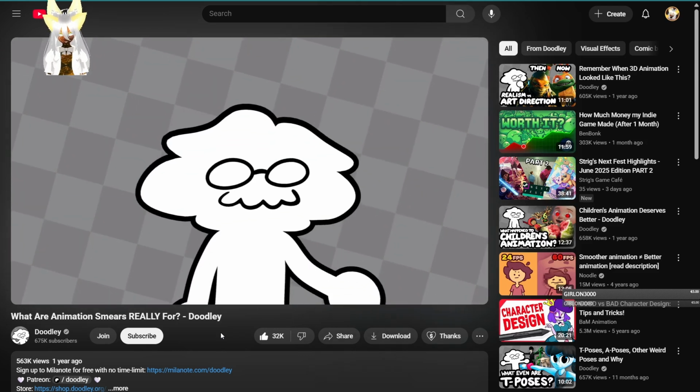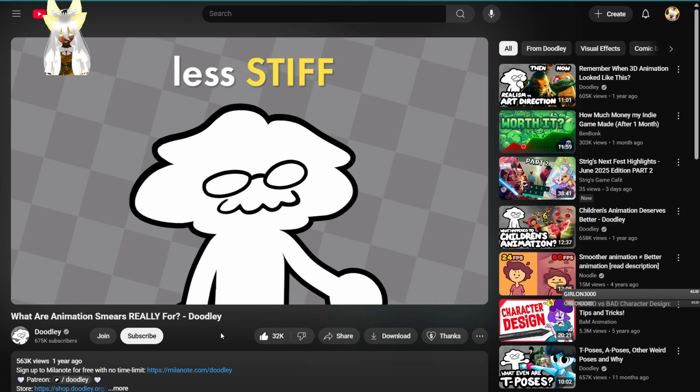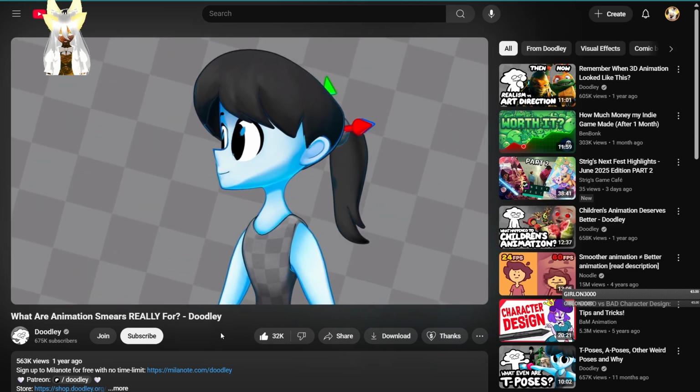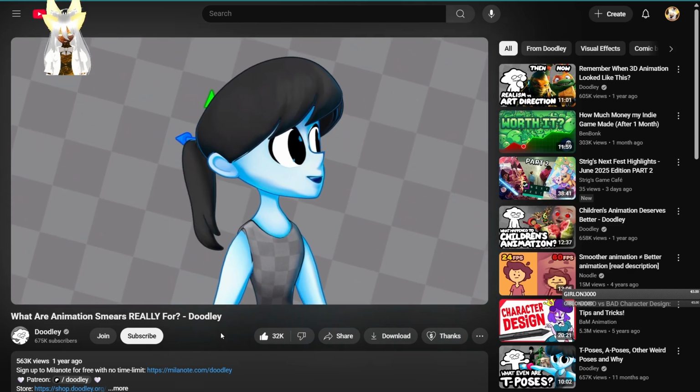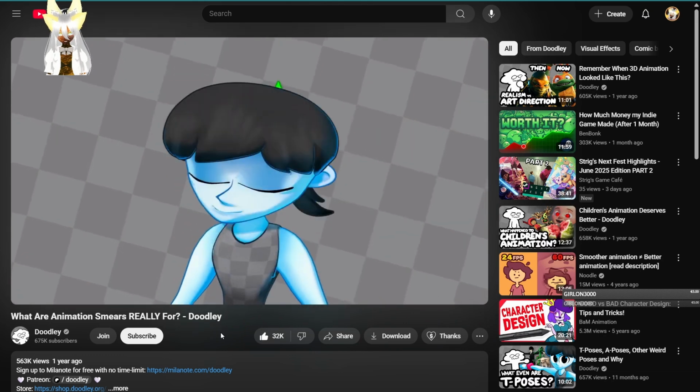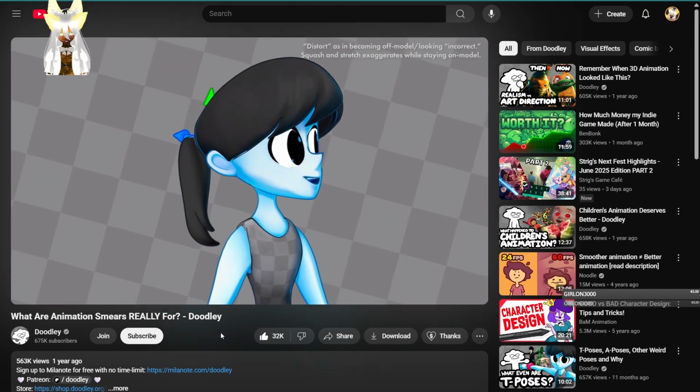Smears can also make an animation feel less stiff. Animation already has lots of techniques to keep things loose, like squash and stretch and drag. Normally, both these principles don't really distort the character in any way.